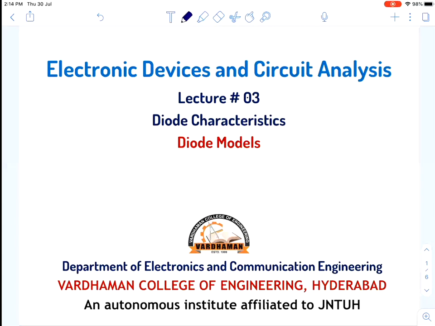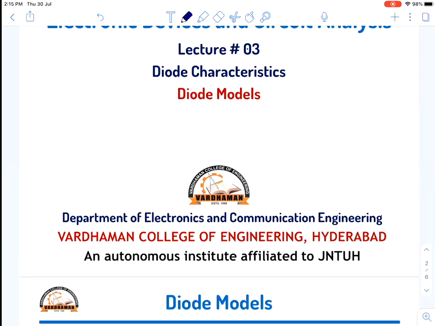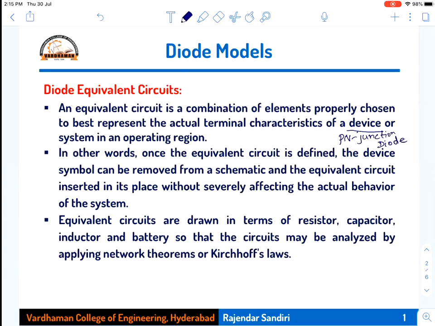So the symbol of the diode you know, but based on the terminal characteristics of the diode, we have to represent how it behaves in its equivalent form by using other elements like resistor, capacitor, inductor, voltage source, and so on. That is the way we have to represent the diode model or diode equivalent circuit. Here, an equivalent circuit is a combination of elements. The equivalent circuit is nothing but how the diode behaves, what its characteristics are.